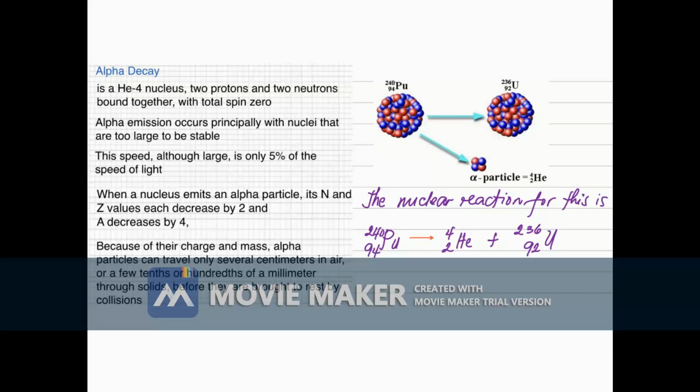Let's hop up to the next topic, which is decay and nuclear transmutations, another type of nuclear reactions. The first type of decay is alpha decay. It is a decay of the alpha particle, which is helium-4, 2.